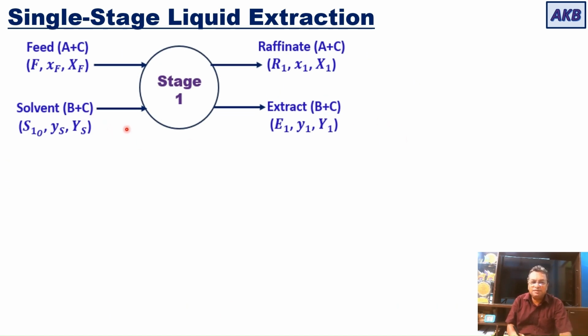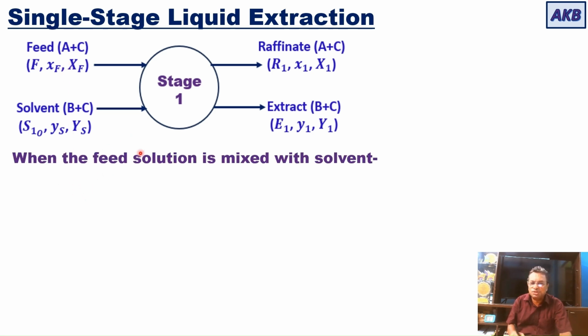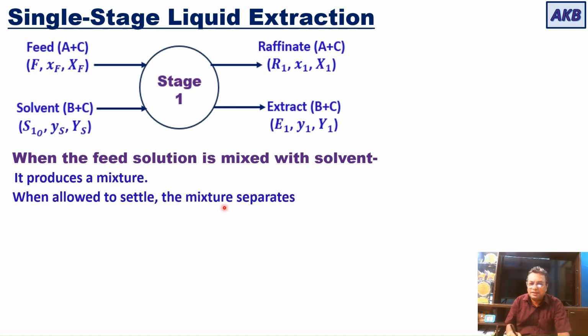So again, we will take the schematic diagram into our discussion. When you mix the feed solution with the solvent in the stage, what happens? It produces a mixture. And then this mixture, when it is allowed to settle, will settle into raffinate and extract phases. So when the feed solution is mixed with the solvent, it will first produce a mixture, and when this mixture is allowed to settle, it will separate into extract and raffinate phases.